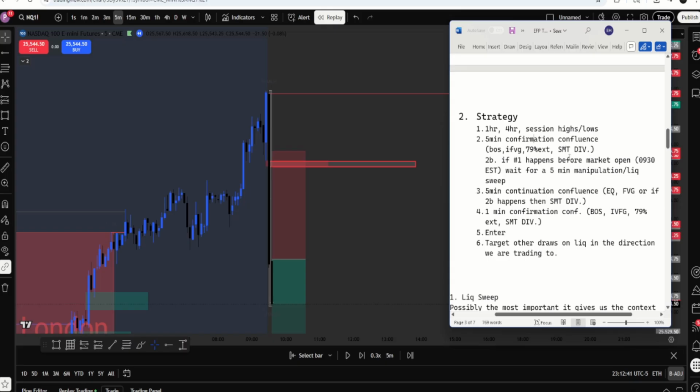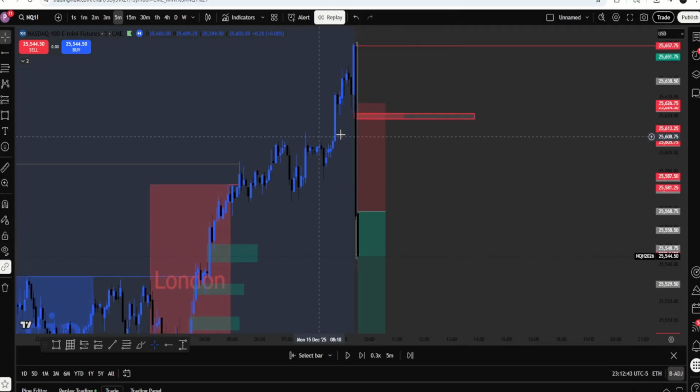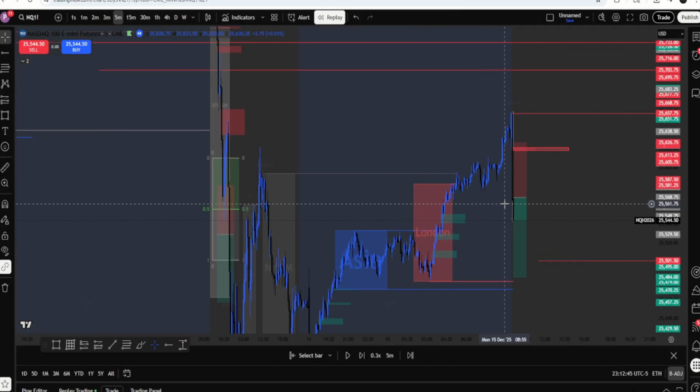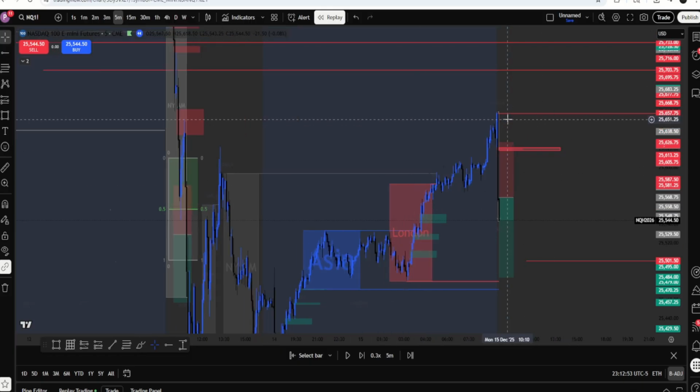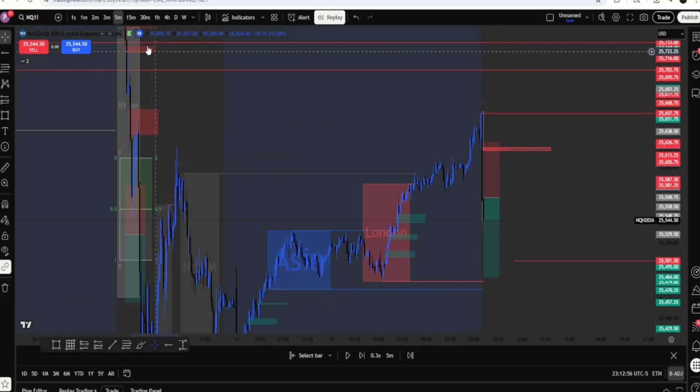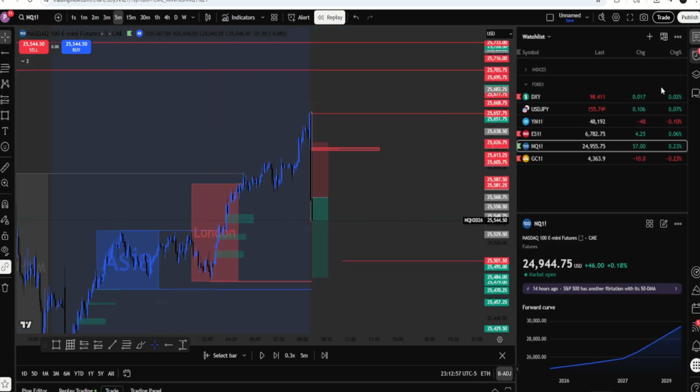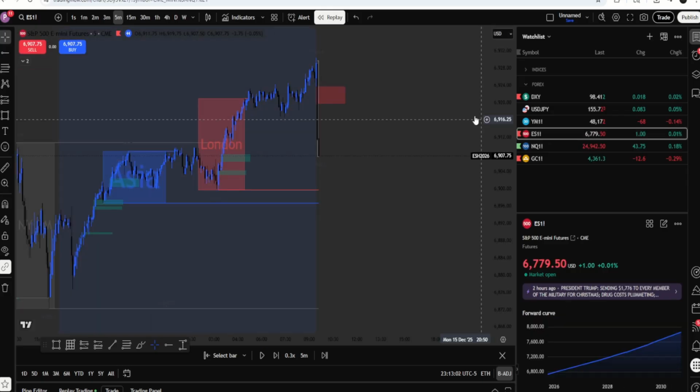So SMT divergence, right? We have this right here. So boom. What would this look like? Oh, okay. The DXY, right? We're looking at the DXY right now. The DXY basically just made a higher high, right? I'd bet money maybe on ES we made a lower high. Let's see if it keeps going.